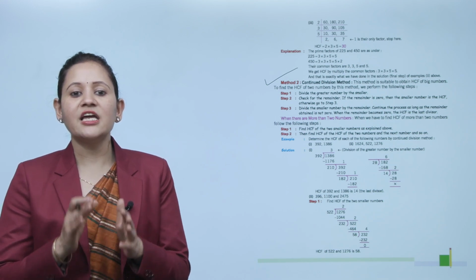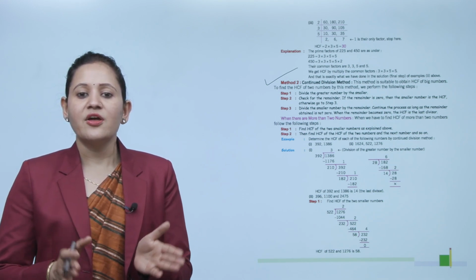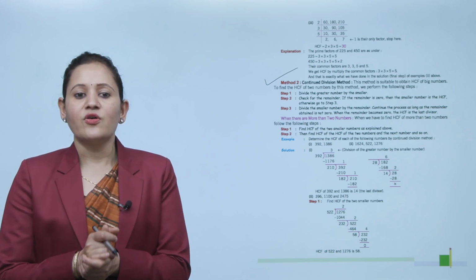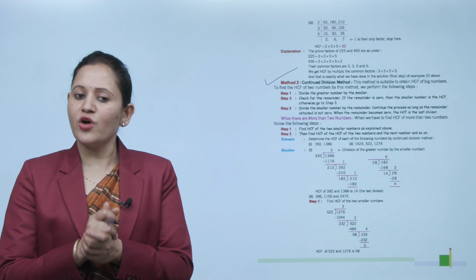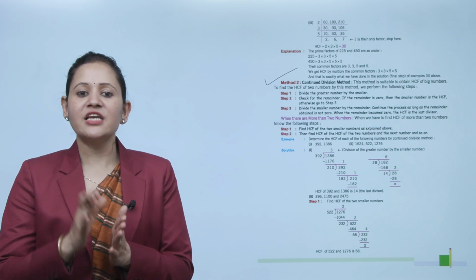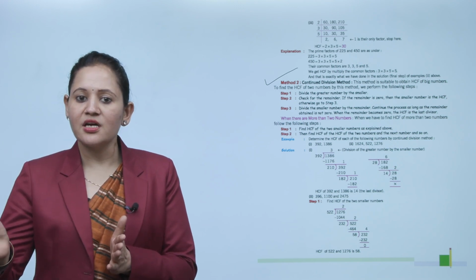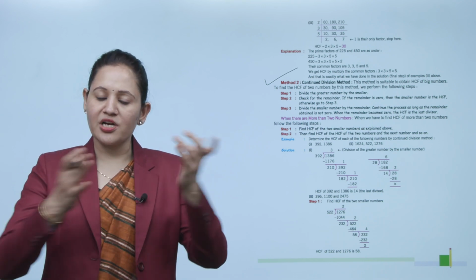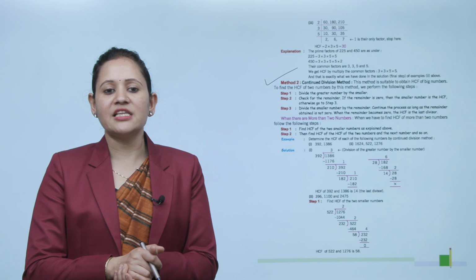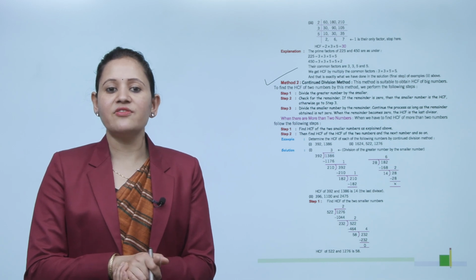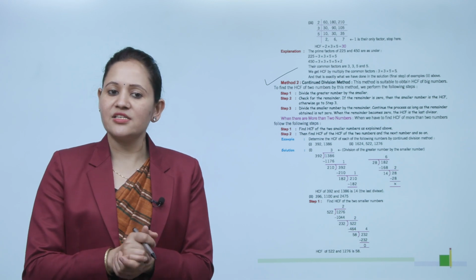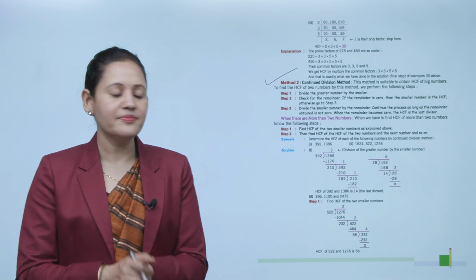When we have to find the HCF of more than 2 numbers, we will follow the following steps. Step 1. Find the HCF of the 2 smaller numbers as explained above, just as we did earlier. First take 2 smaller numbers and find their HCF. Then find the HCF of that result and the next number, and so on. Now we'll take an example.